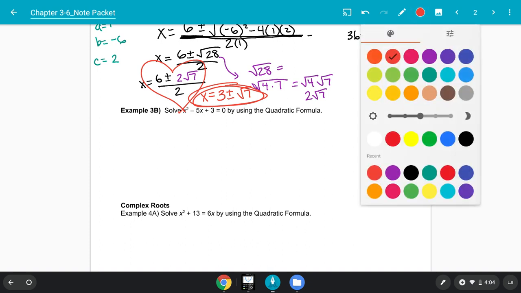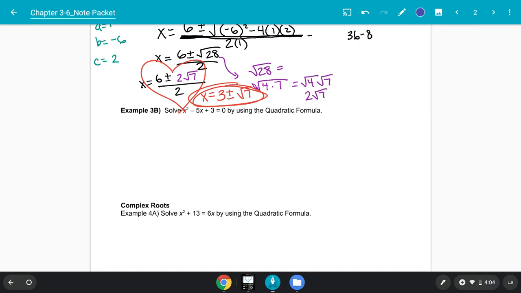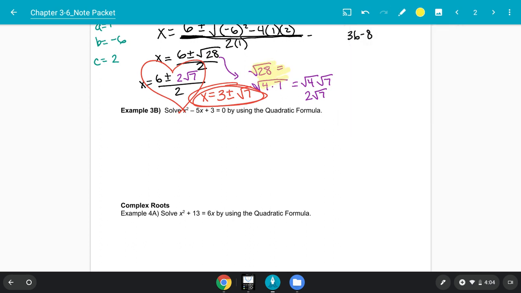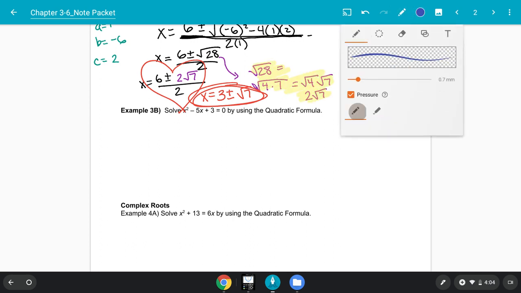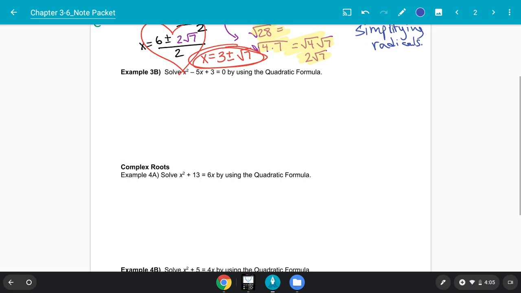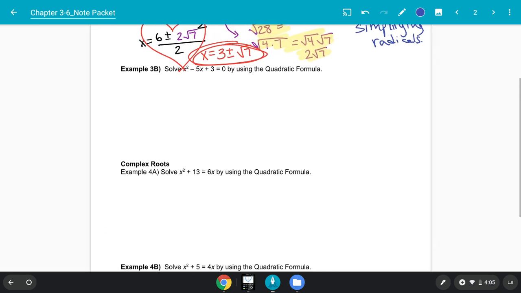If you guys want to pause the video and try this next one, it's maybe a good idea. I'd maybe at least pause it and try to figure out how to simplify radicals. If you're struggling with this, search up a video on simplifying radicals. Okay? All right. So I will finish this one and then I'll start a new video after this.